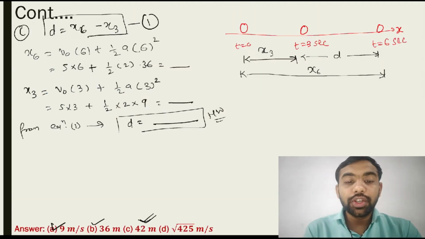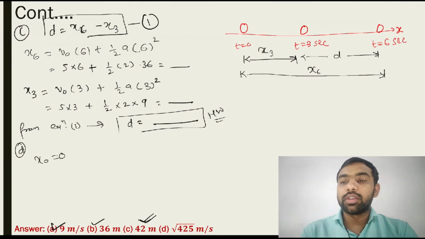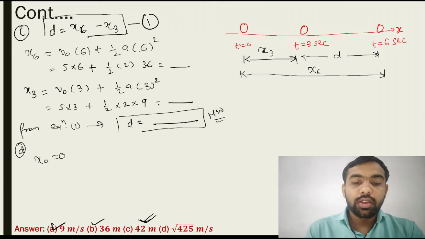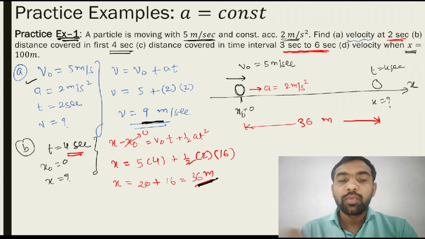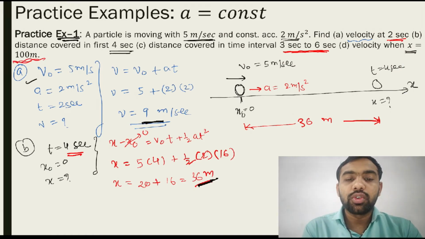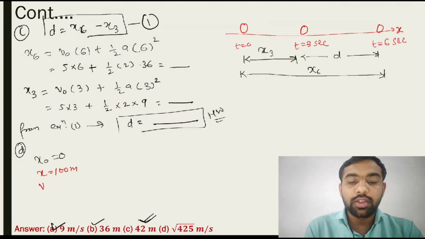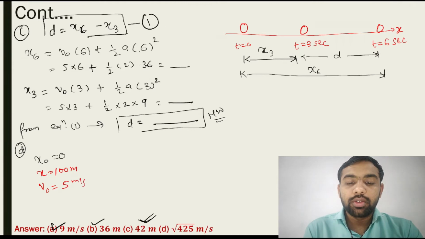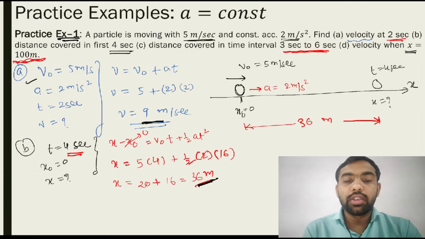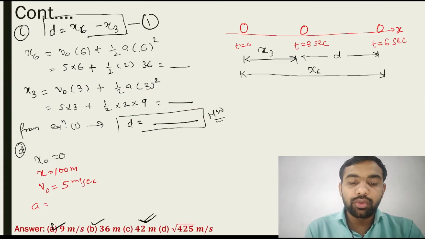Let's see part d. So now x0 is equal to what? x0 is equal to 0. x is equal to what? 100 meters, given here. Now we have to find the velocity. So what is v0? v0 is the same, 5 meter per second. a is equal to what? 2 meter per second square, and v is the final velocity.